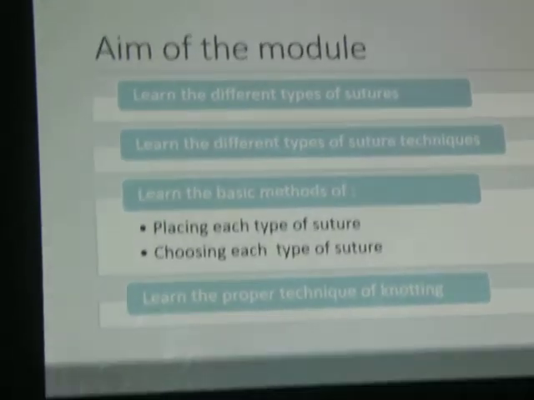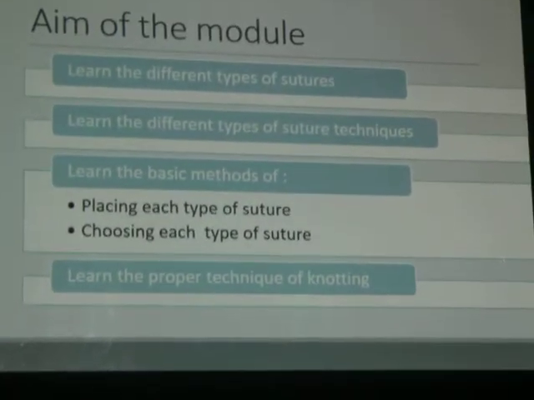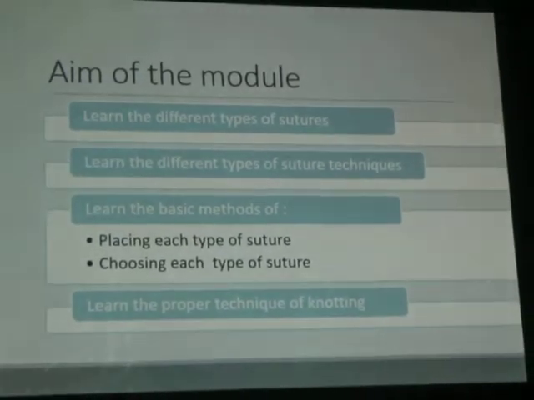We are going to talk about needles, sutures and knots. These are the things which we all use in all types of surgery, head and neck and non-head and neck. The aim of this module is to learn about the different types of sutures.